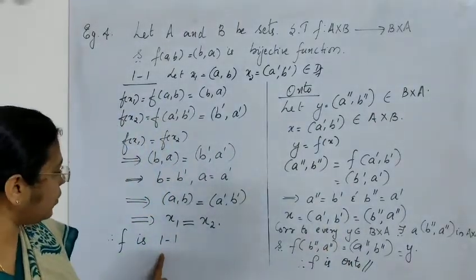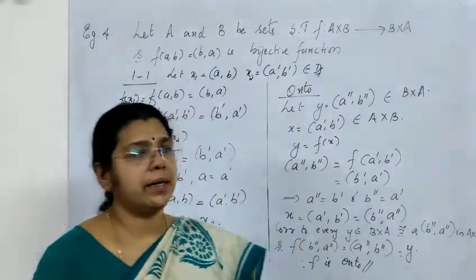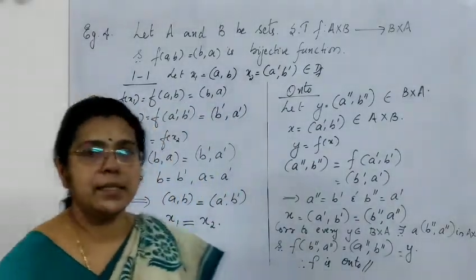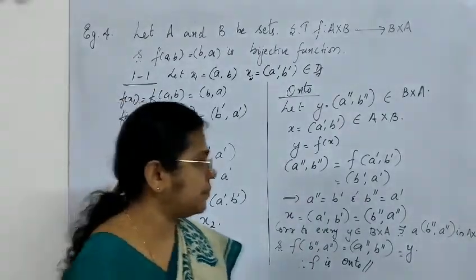So, seeing the function to be 1-1 and the function to be onto, I can come to the conclusion that this is a bijective function. Am I clear? Okay.